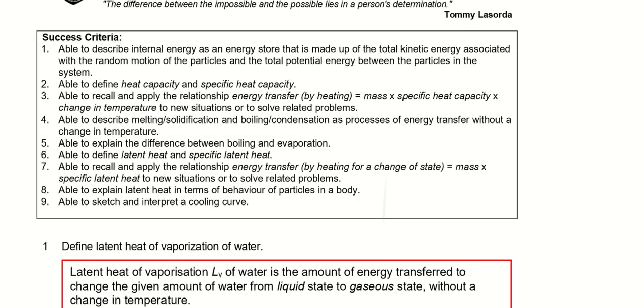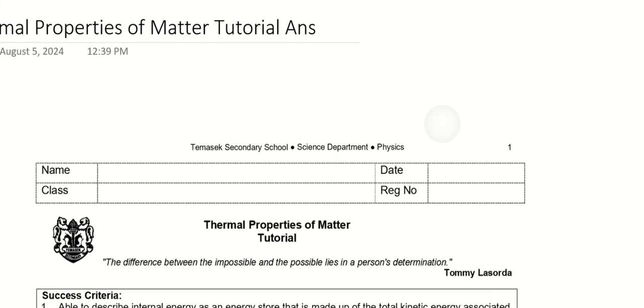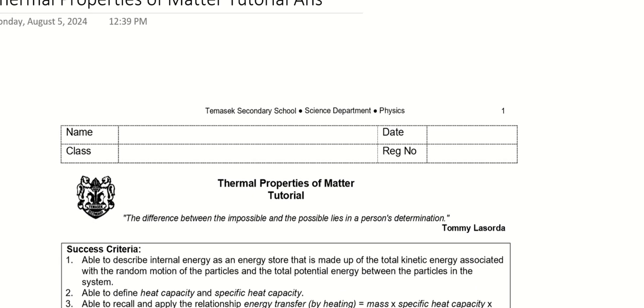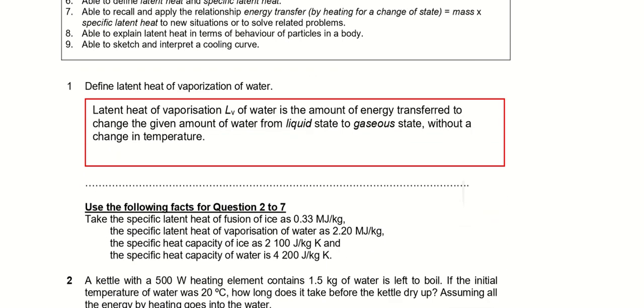Okay, so this is for us to go through the thermal properties of metal tutorial. The answers will be uploaded. It's just that when it comes to the calculation questions, there are long strings of numbers and equations, and some of you make mistakes. Why? To me, I attributed it to you not knowing whether there is a change in state or a change in temperature.